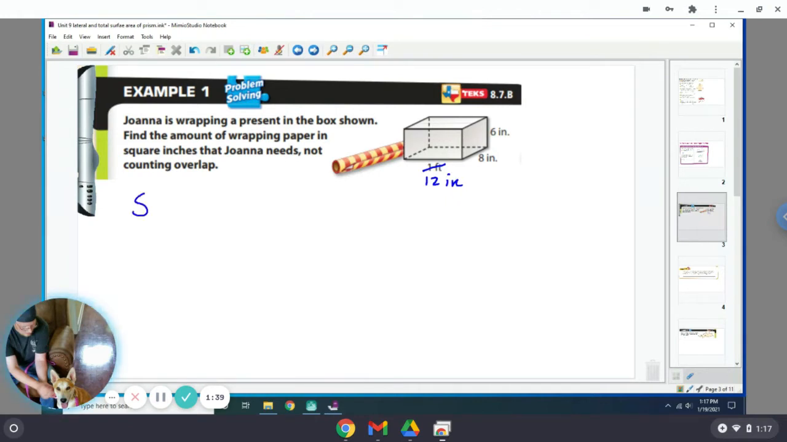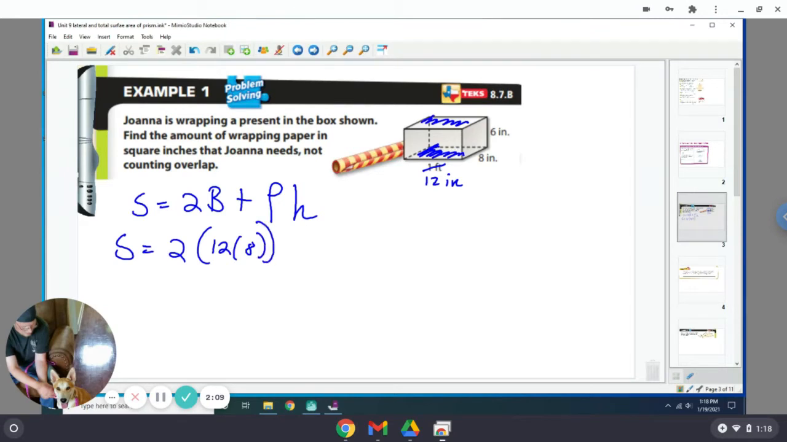So total surface area, S, is equal to 2 big B plus the lateral surface area, which is big P times H. So we're going to do this all together. So 2, and I'm going to write parentheses. So big B would be the area of the base. And I'm going to say that this is the base, and then the top one's the base. So we're going to have to just find one area of the base. So I'm going to do 12 times 8. That's big B, plus the perimeter of the base.